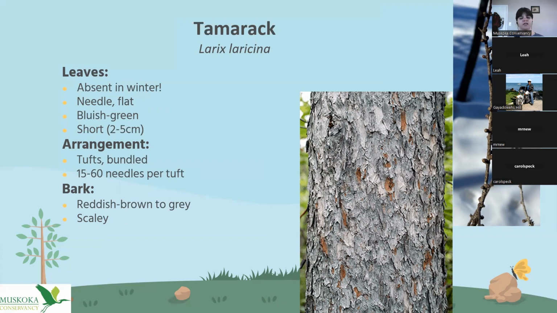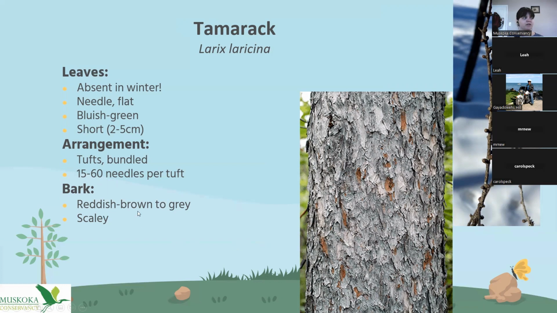If you are looking at the needles, they are considered flat, and they tend to be a bluish green color, and they're quite short as well, but they can get up to 5 centimeters. They are bundled, and they're considered to be in tufts because there are many, many needles within a bundle, anywhere between 15 and 60 needles per tuft. And they will all come out of those individual sort of stalks there.